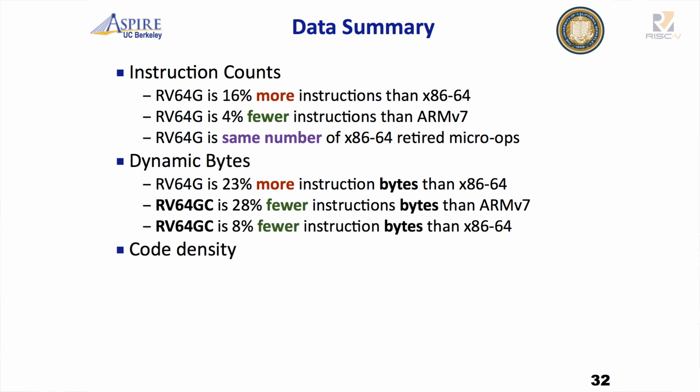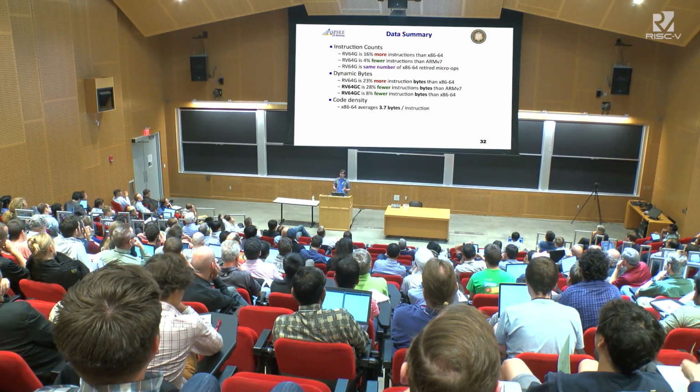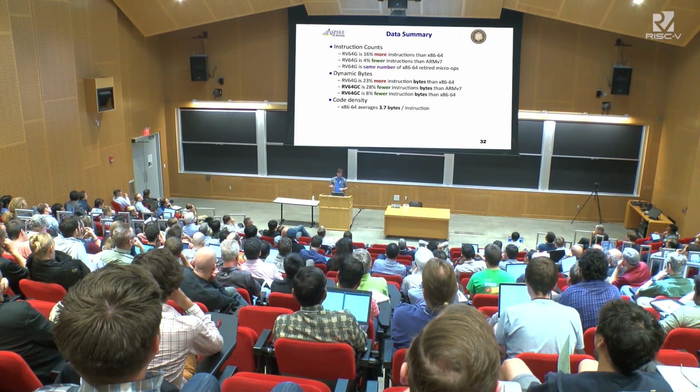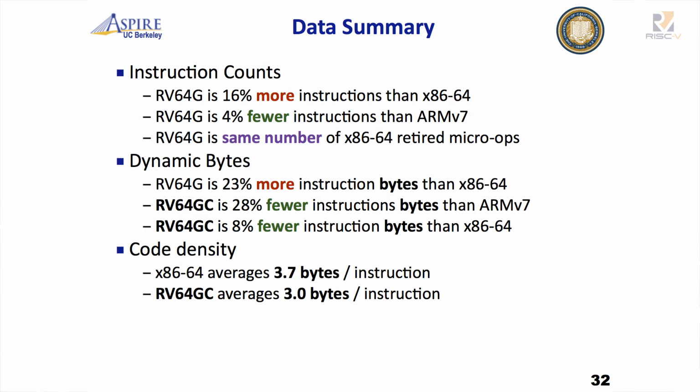Part of this is because I was quite surprised the code density of x86-64 is actually pretty bad. It's about 3.7 bytes with a high variance. So for many of the workloads, it was using more than 4 bytes on average. Maybe they should have kicked into another RISC ISA or something. For the compressed ISA, we're averaging 3.00 bytes per instruction. So that's really pretty impressive. So this is a RISC ISA that is denser than the other CISC ISAs out there.